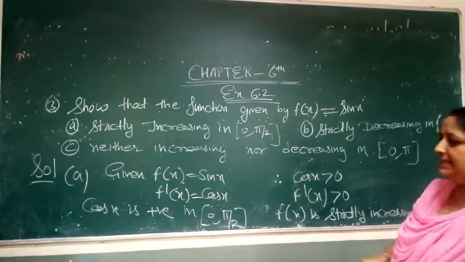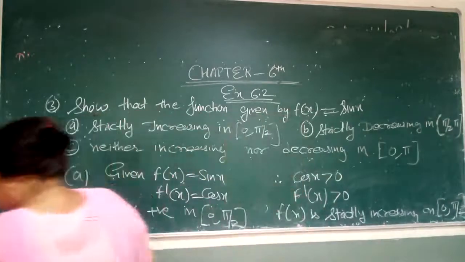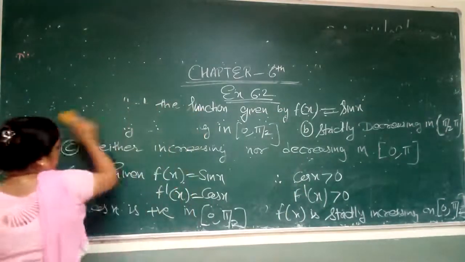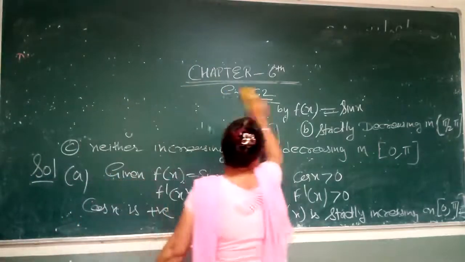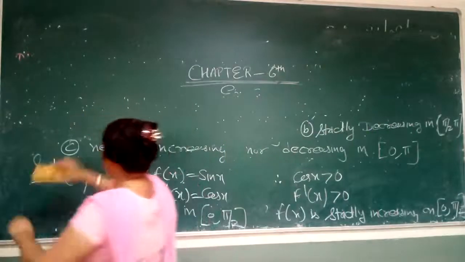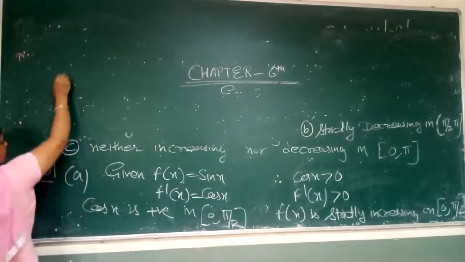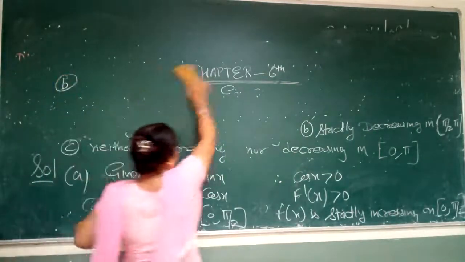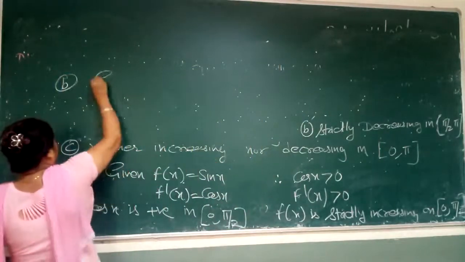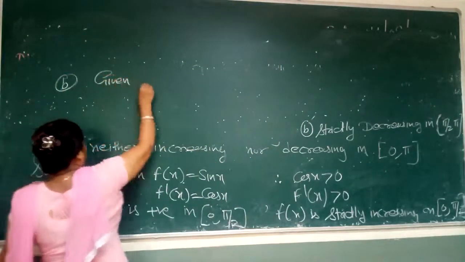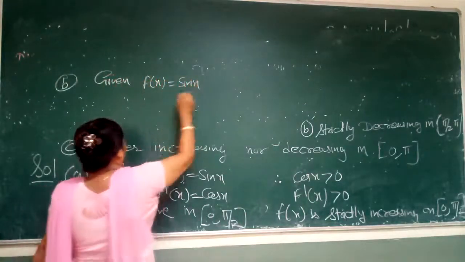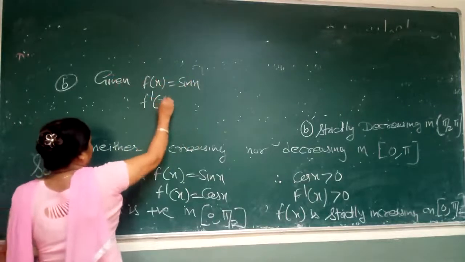After that, the second case. In the second case, what is given here? Strictly decreasing in pi by 2 to pi. So for the B part, what is given? f(x) is equal to sin x, and you know that f'(x) is equal to cos x.